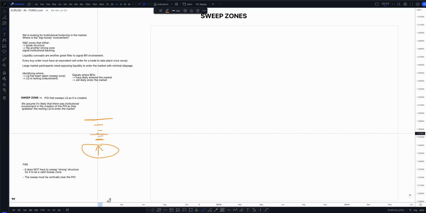It's going to quickly absorb all of that supply, and you're probably going to get some of your order filled up here, okay? So large market participants need opposing liquidity to enter the market with minimal slippage, right? If you want to buy here with a ton of volume, you want a ton of volume to be exactly where you want to buy. You want a ton of volume selling to you that you can buy from, so you can transact at this level rather than getting filled all the way up here.